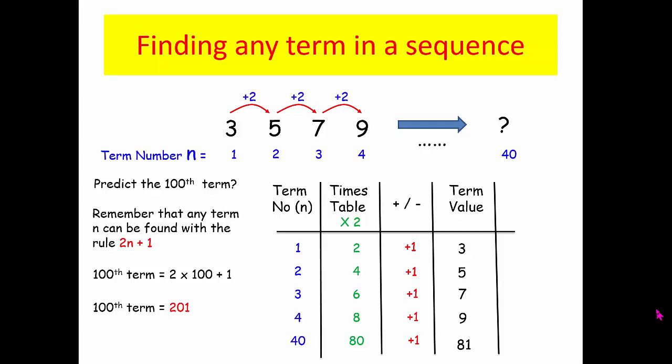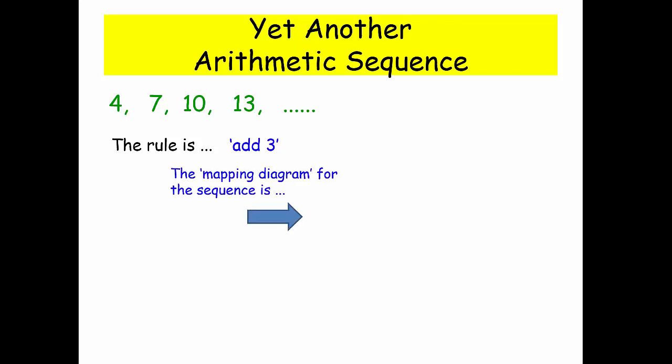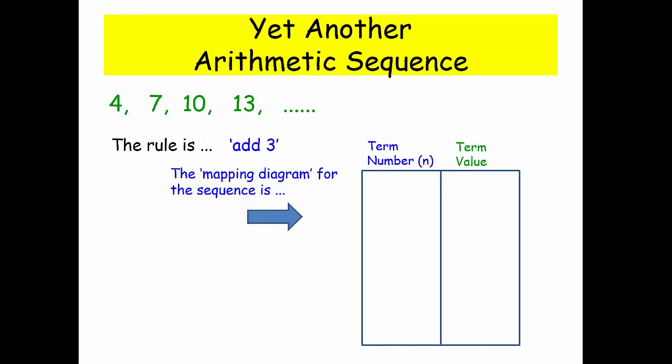Let's try one more example. Here's our sequence: 4, 7, 10, 13, and so on. We begin by asking ourselves again, what's the rule to get from 4 to 7 to 10 to 13? And the rule is add 3. So it looks like in this case we're going to use the 3 times table to help us work out any term in the sequence. For that we're going to need another mapping table, and we'll keep this one simple, just down to 2 columns.